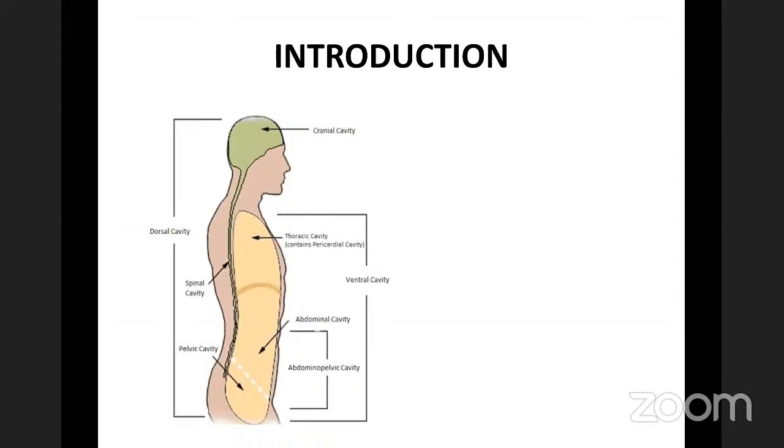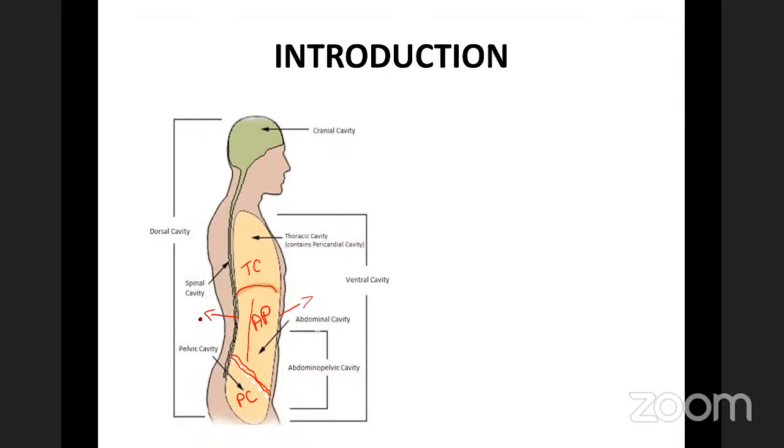The abdominal cavity, as we all know, is separated from the thoracic cavity by the diaphragm. The abdominal cavity above the pelvic inlet is known as the abdomen proper, and below the pelvic inlet it is known as the pelvic cavity. This is the anterior abdominal wall, and this is the posterior abdominal wall.